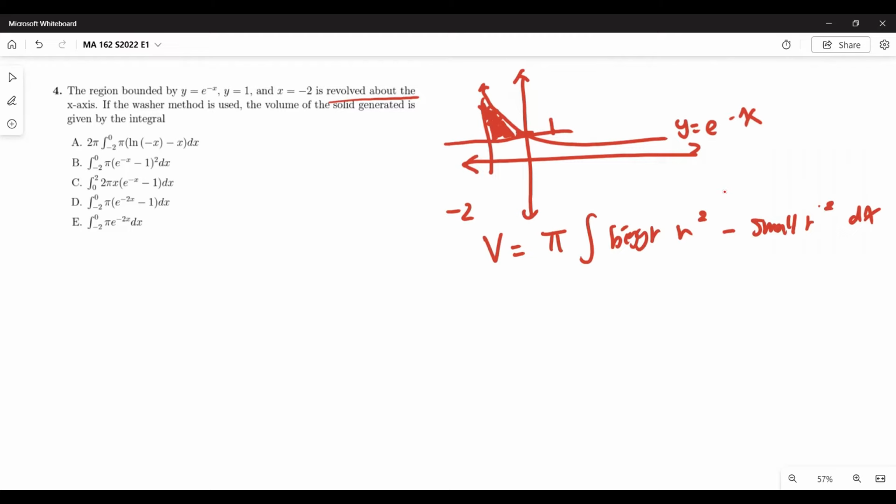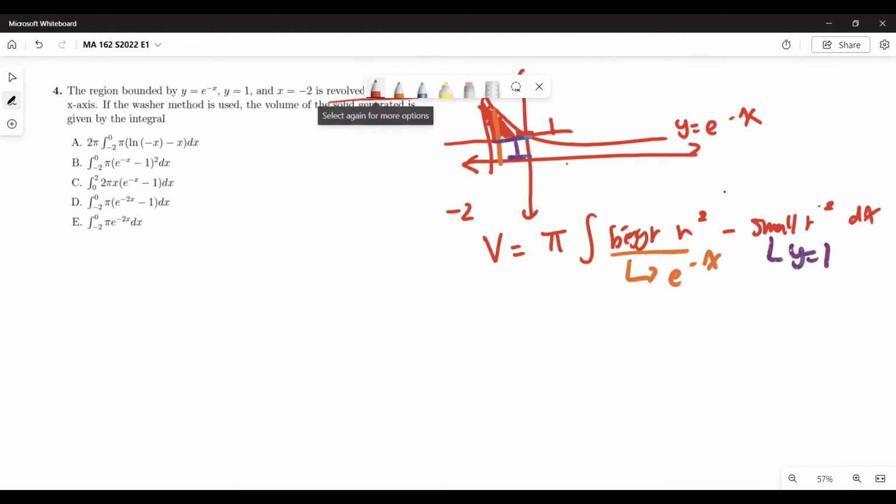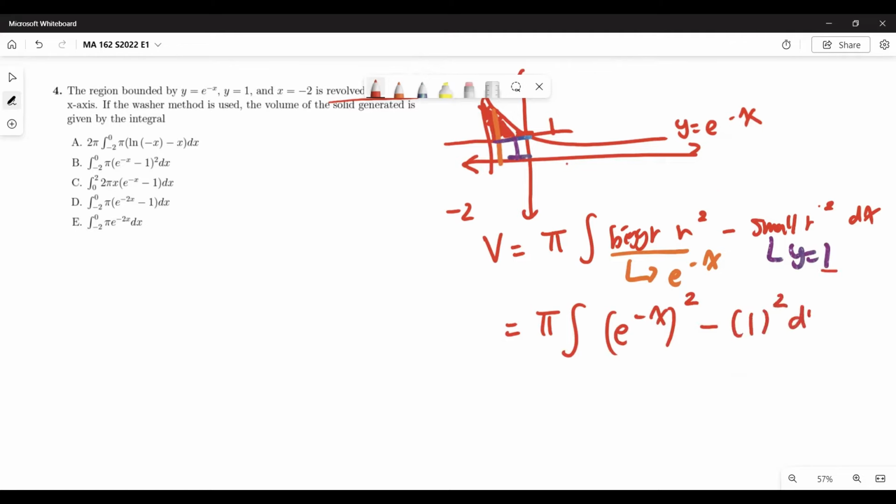So it's going to be dx. The bigger radius in here is this line, y equals e to the negative x. So the bigger radius becomes e to the negative x, and the smaller radius becomes y equals 1. If you write this equation, V equals pi, bigger radius squared, e to the negative x squared, minus the small radius, which is just 1 squared, dx.